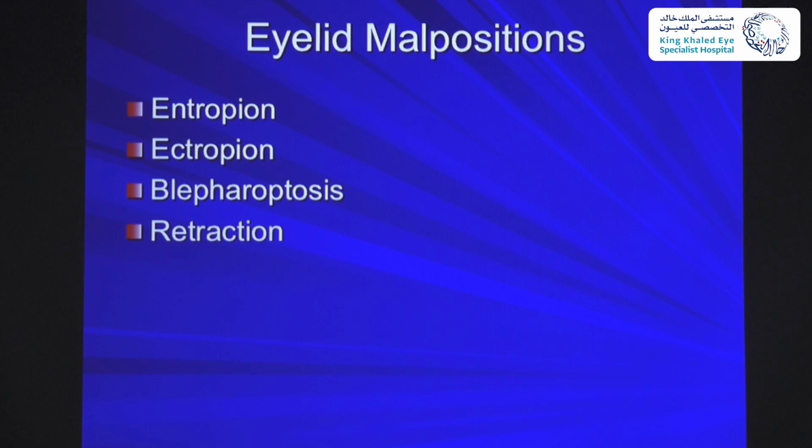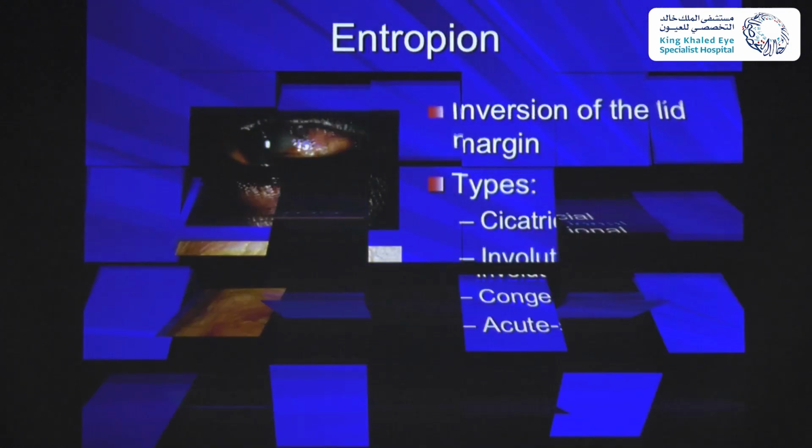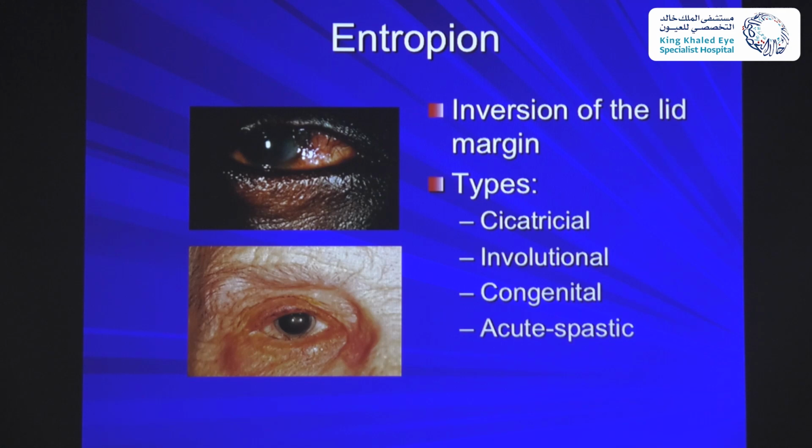We're talking about entropion and ectropion. There will be a separate lecture about ptosis and lid retraction, which will be part of thyroid eye disease, the lid retraction and malposition. As you know, entropion can be of different types.